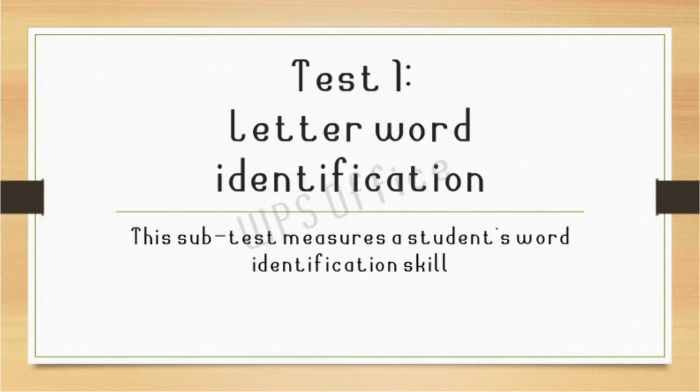Test 1. The letter word identification. This subtest measures a student's word identification skills. The initial items require students to identify individual letters in bold type. The majority of the items require students to read words of increasing difficulty in isolation. Words are in list form rather than in context.